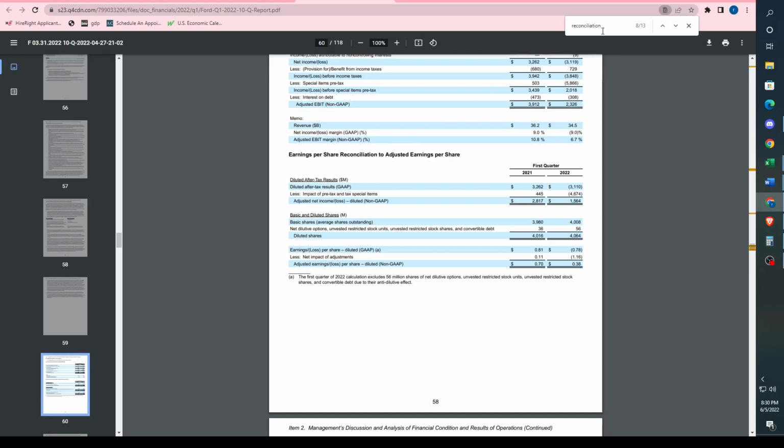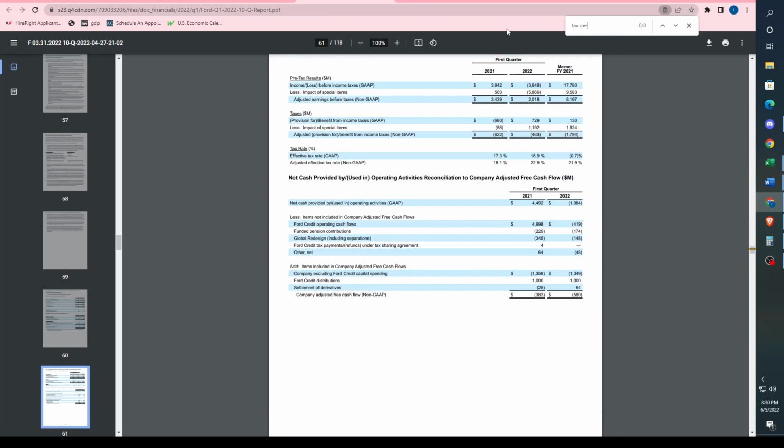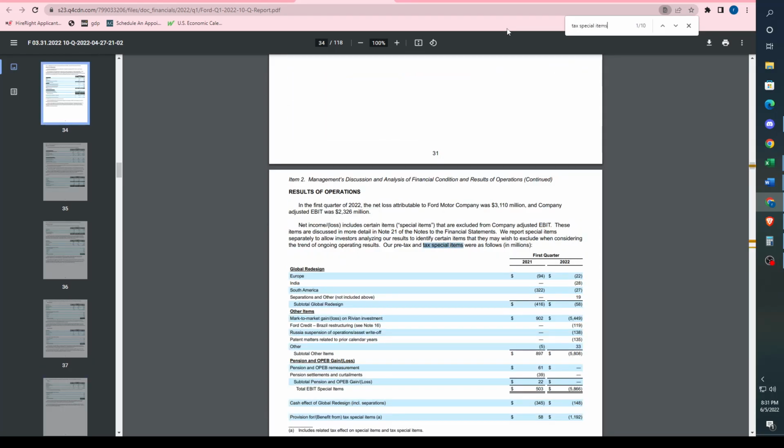we can look up tax special items again. All right, so when we look at tax special items, we can see right here that the biggest discrepancy is right here. So mark-to-market gain / loss on Rivian investment. This accounted for about 4.45 billion-ish. And then we could go back and we could look at the reconciliations.